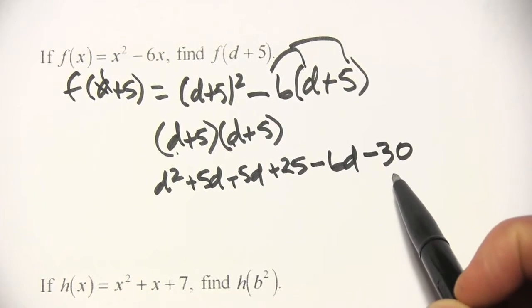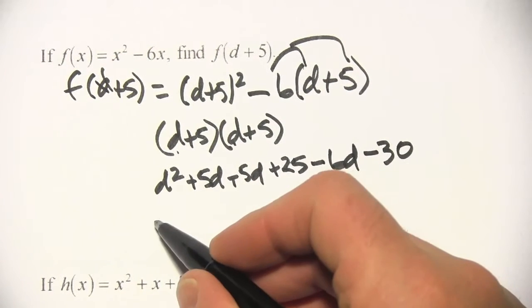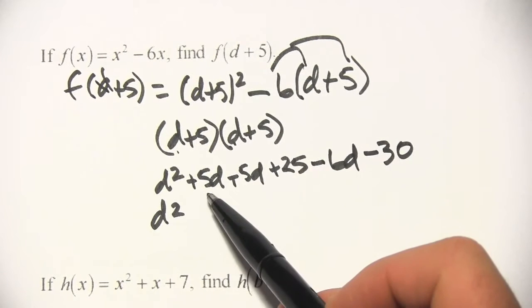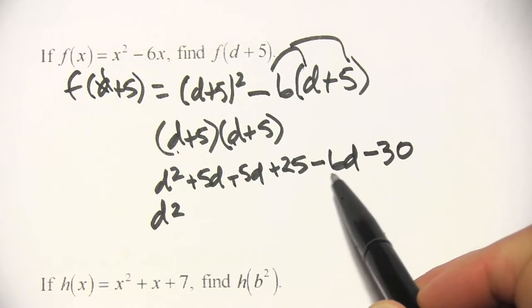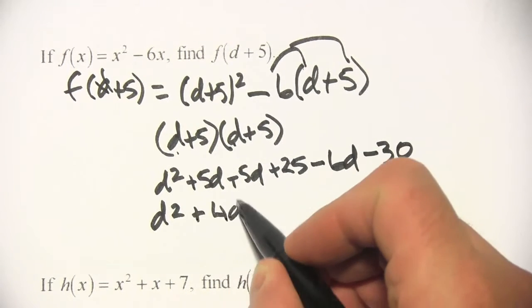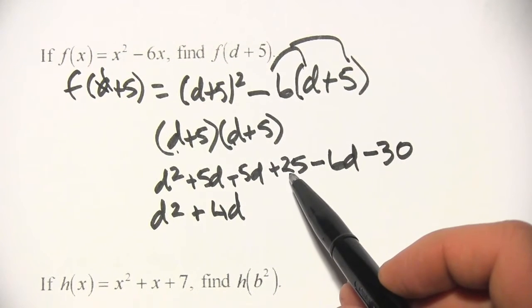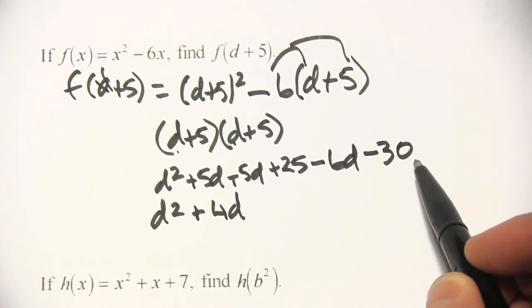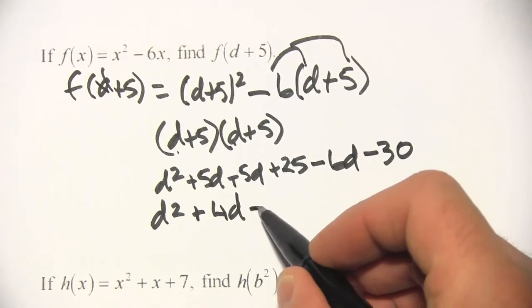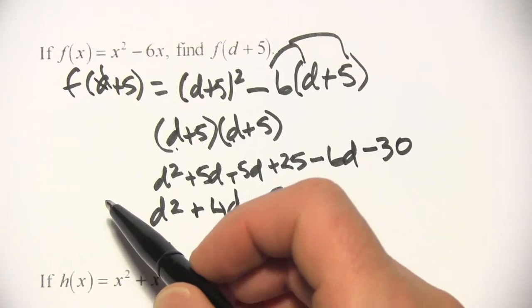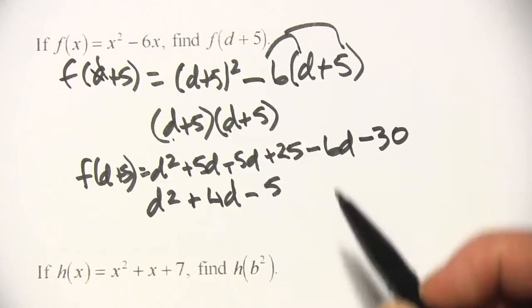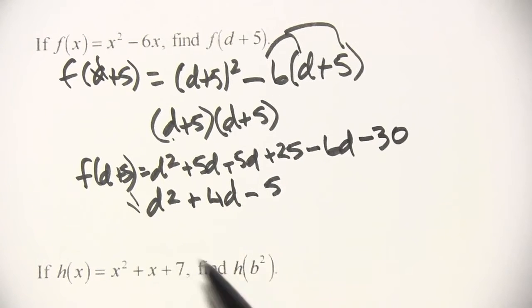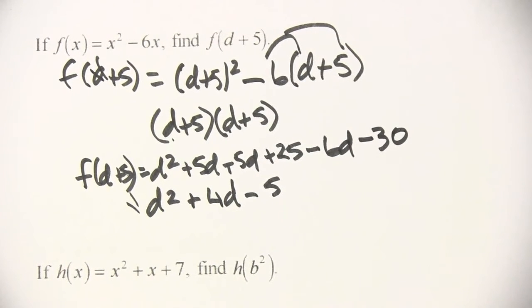And let's see if we can combine the like terms. We only have 1d squared, so that stays. Then we have a 5d, and a negative 6d. So that's 10d minus 6d. That's 4d total. And then we have a plus 25 and a negative 30. That adds up to a minus 5. So f of d plus 5 is d squared plus 4d minus 5. All right, we're going to try one more.